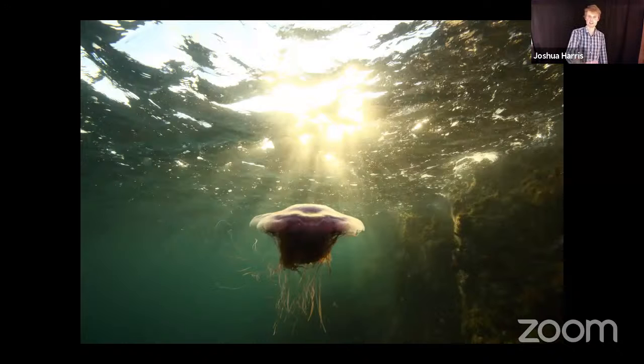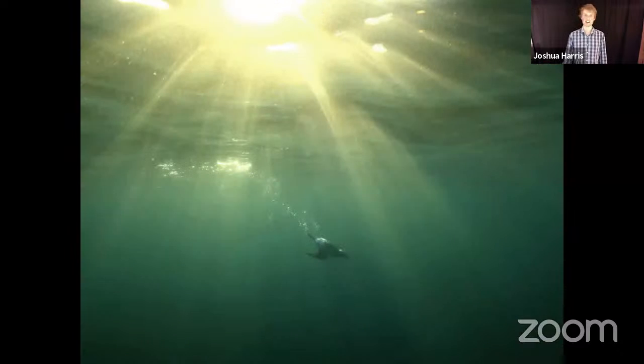And like I've showed you with this picture of a jellyfish, there were plenty of opportunities to do this with jellyfish because there were loads of jellyfish. So I could sort of practice it on jellyfish. And then after 6 weeks of trying, I did eventually get this one picture of a guillemot.